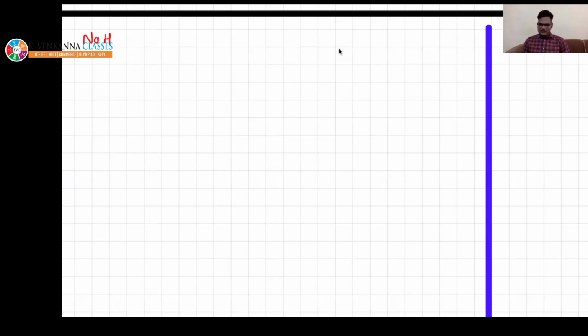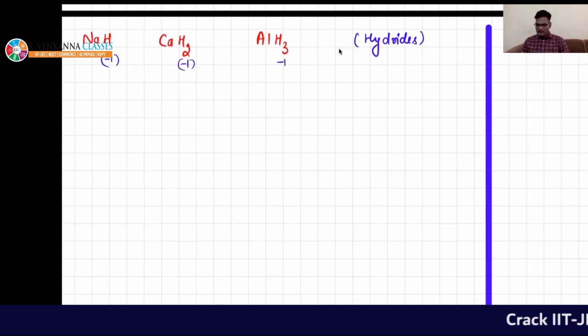In NaH, CaH2, or aluminum hydride, or if you see hydrogen combined with any metal, these are all examples of hydrides. Hydrides mean hydrogen is present in -1 oxidation state. In this, hydrogen is -1. One atom is -1. Remember, one atom. This is also -1.